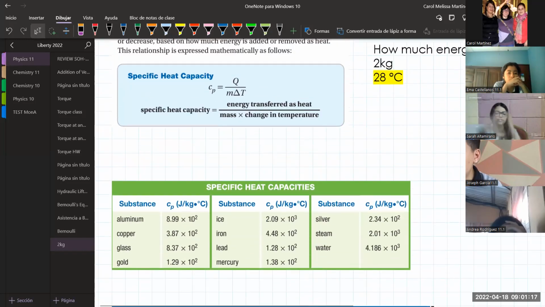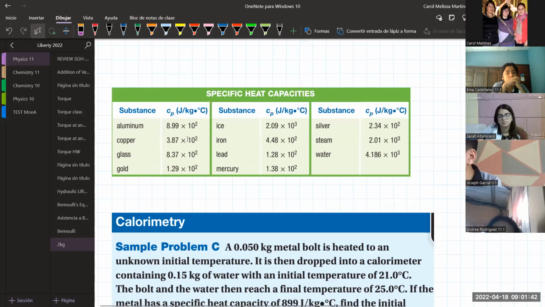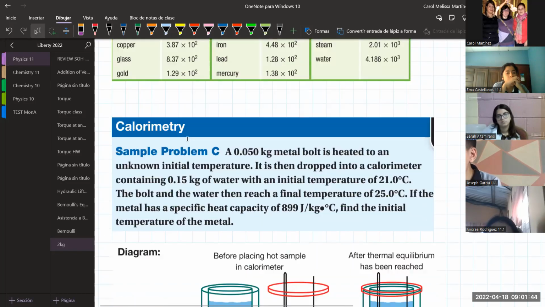And okay, this is scientific notation. So in your calculator, 8.89 exponential 2, 3.87 exponential 2. Or you can just move 2 decimal places to the left. Or you can just say 199, 387. I like it a lot more like that. But anyway, these are specific heat capacities.